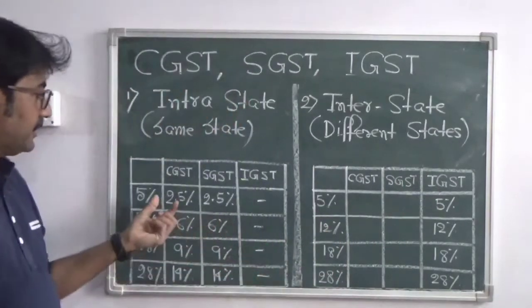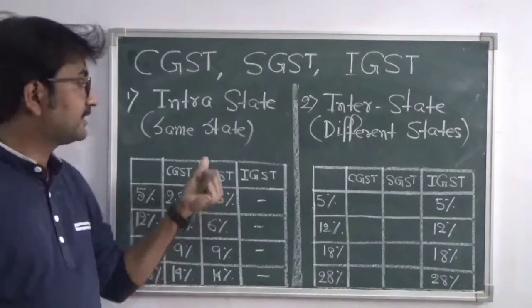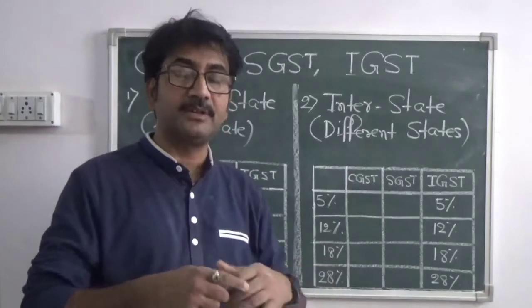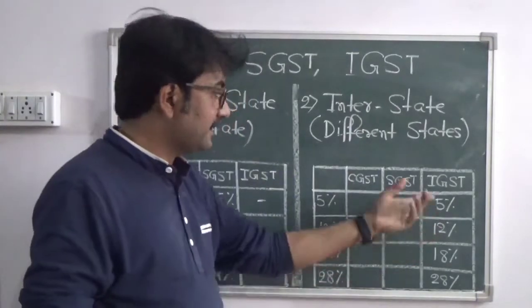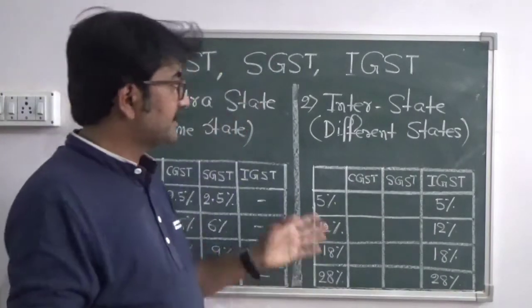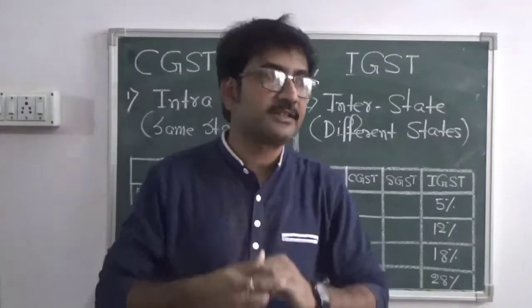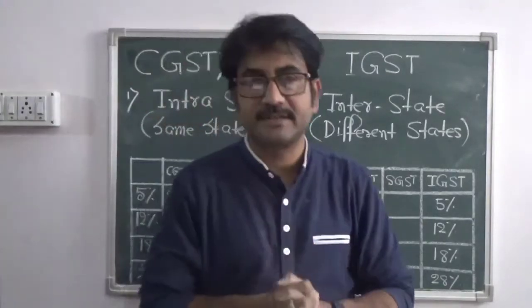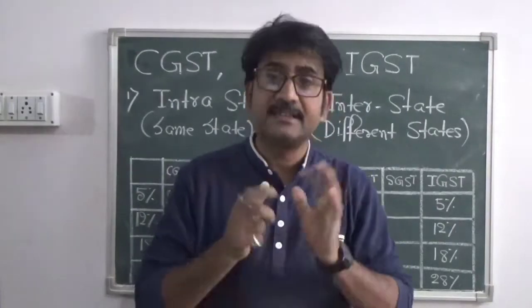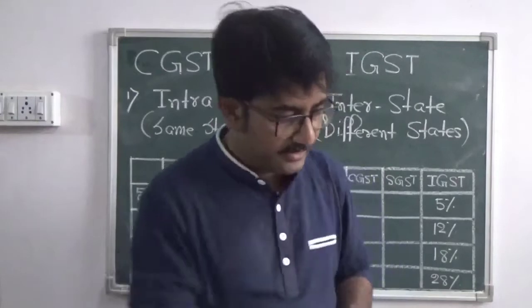In the case of intrastate, half of it goes to the central and half goes to the state government. But in the case of interstate, when the transaction is between different states, the full total tax goes to the central government. So this is the structure of the taxes, how the intrastate and interstate transactions take place and how the GST is to be paid. Now we will see the flowchart of the system, and let me draw it.